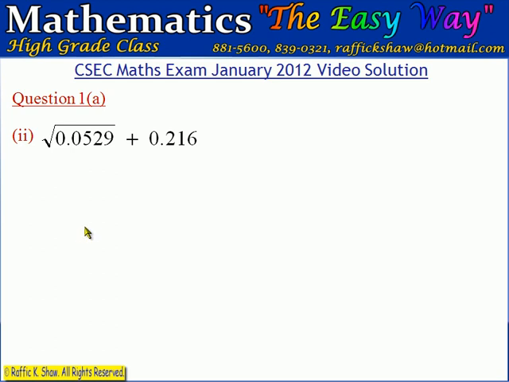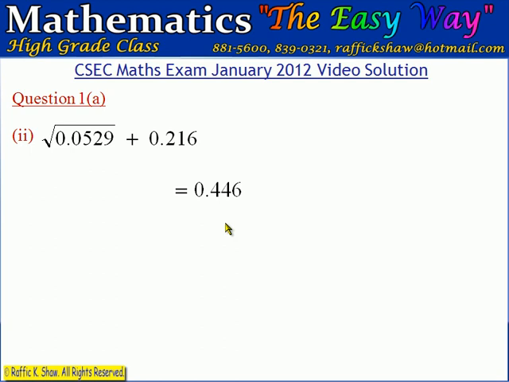Now, part 2 of question 1A gives us this expression to find the exact value and express in standard form. Now we can use our calculator to work out this expression here. And when we use a calculator to work out that expression, we end up with 0.446. Now what we need to do is express this in standard form.